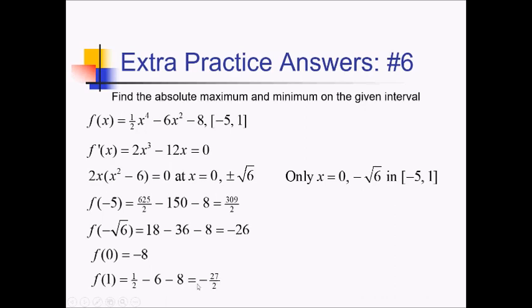That's negative 27 halves. Comparing these now, the absolute min out of all these, we have 3 negative numbers to choose from. Negative 26 definitely beats out negative 8. Negative 26 is also going to beat out negative 27 halves. I mean, this is like negative 13.5. So this is our absolute min right here. And 309 over 2, I mean, we can hem and haw over what it is exactly, but it's the only positive number. So it wins absolute max out of this lot.